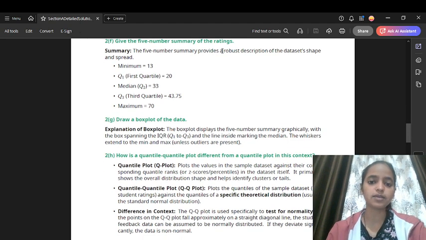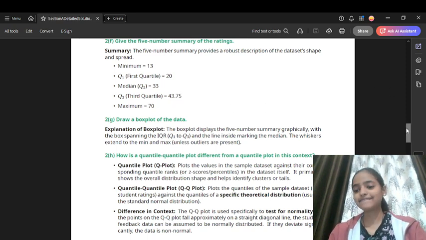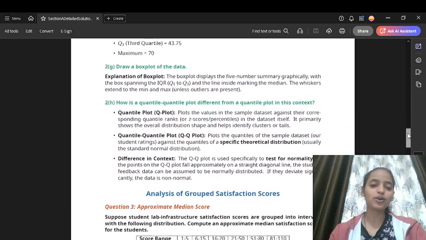Now we have 2F, 2G and 2H. Summary: the five-number summary provides a robust description of the dataset's shape and spread. Minimum equals 13, Q1 first quartile equals 20, median Q2 equals 33, Q3 third quartile equals 43.75, maximum equals 70. 2G: draw a box plot of the data.